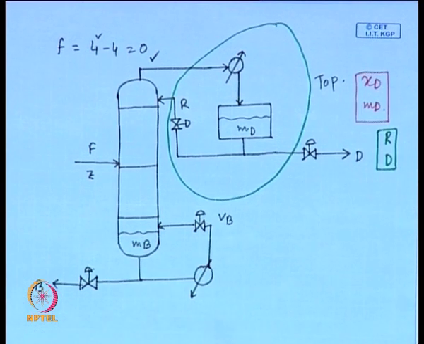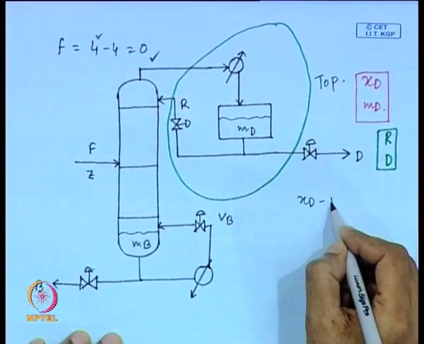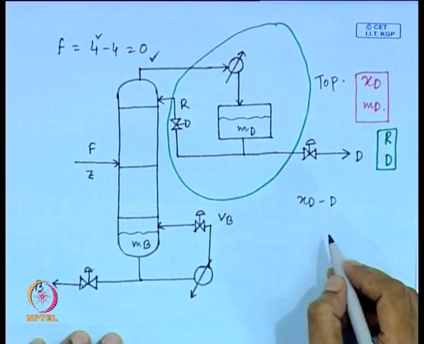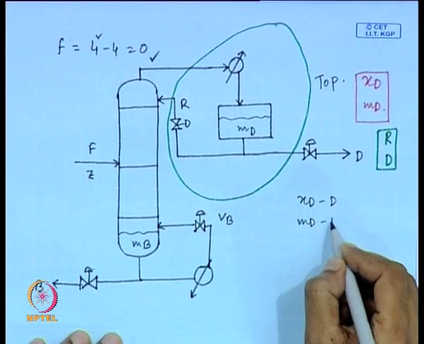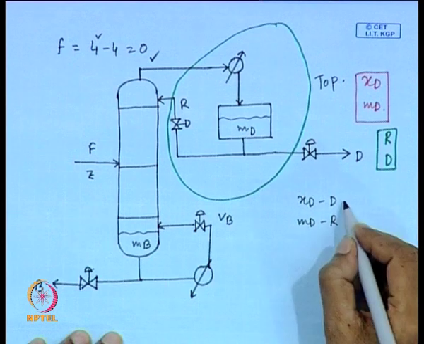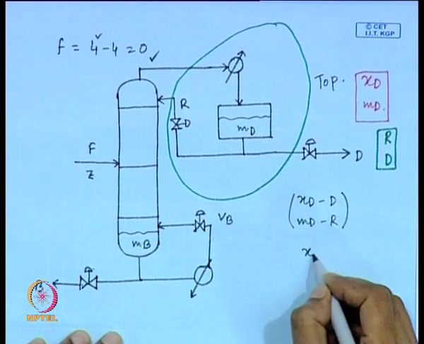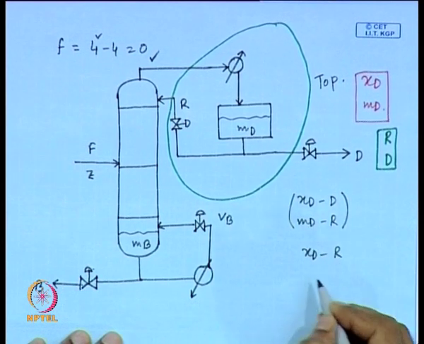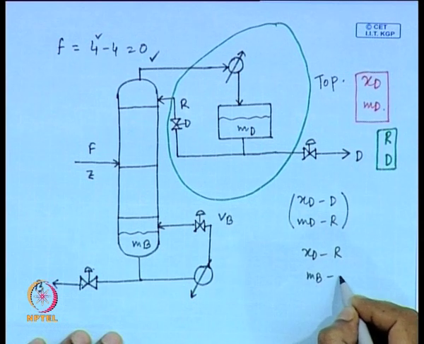These two variables are available for manipulation. Now, we have to pair the control variable and manipulated variable. We can pair xd with D and md with R, fine. Another pair may be xd with R and md with D.